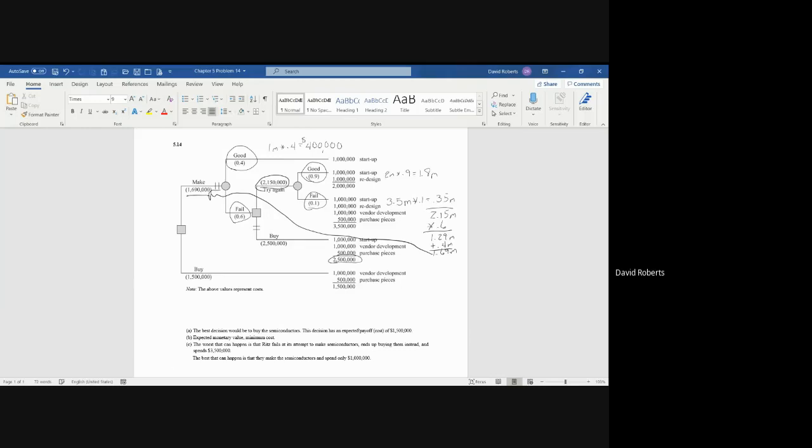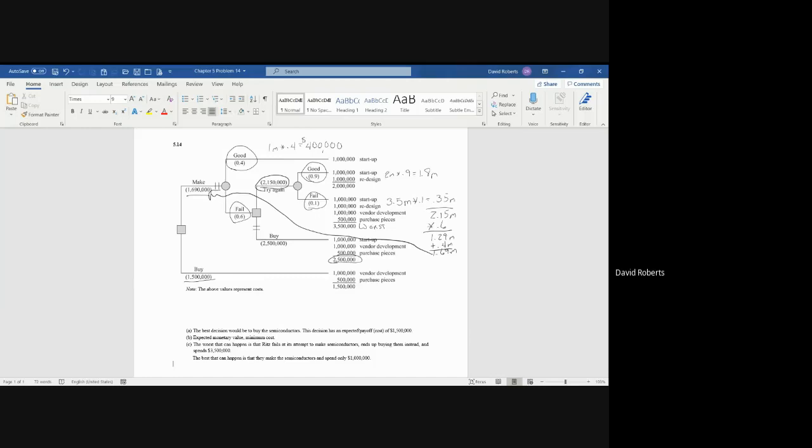If you try to make it yourself, it's going to cost you $1,690,000. If you buy it, it's going to cost you $1.5 million. So the best decision is just to buy it. It's going to be less expensive. So the expected monetary value is the minimum cost, which is $1.5 million, which is the same answer as part A. The worst that can happen is you fail, or this company fails twice, and then you have to buy it externally. It's going to cost them $3.5 million in the worst case scenario.